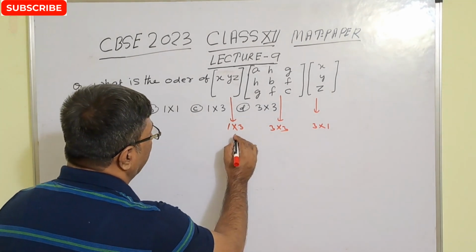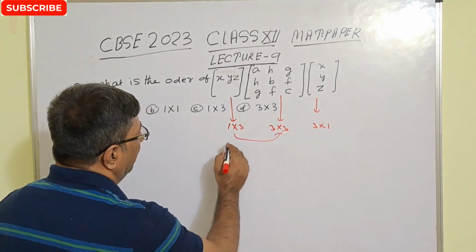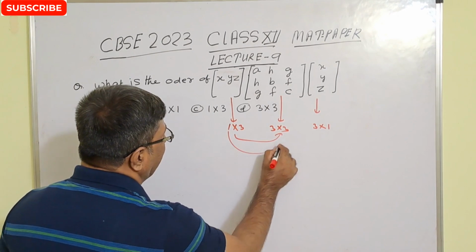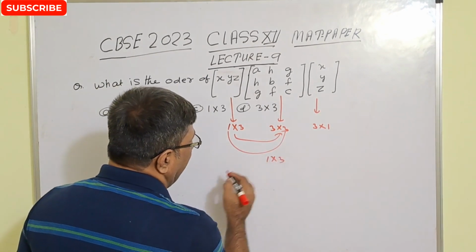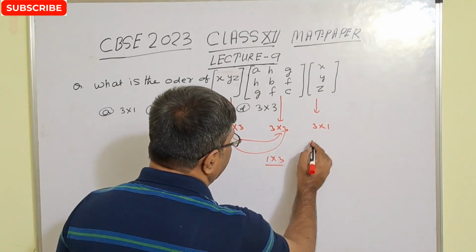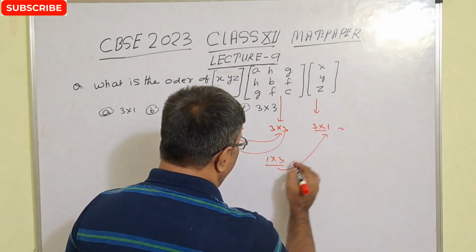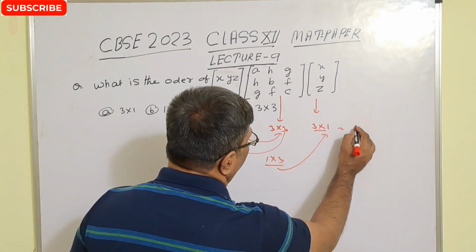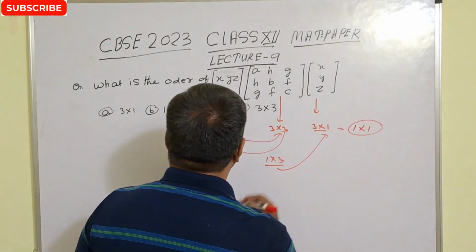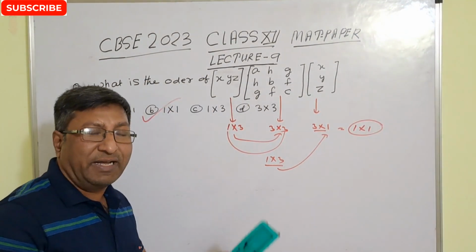So when we multiply this, the product order will be what? That is 1 into 3. Okay. And now when we multiply this and this, the order will be what? This is 1 into 1. So our correct answer is what? 1 by 1. B is the correct answer.